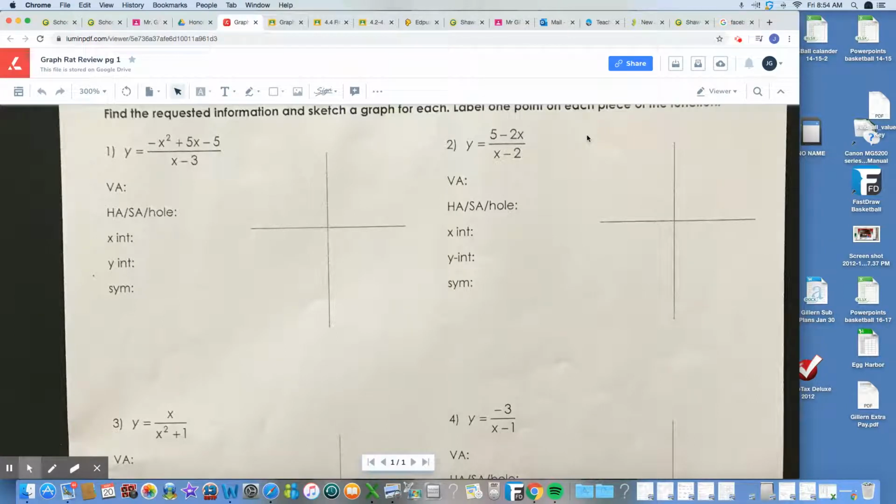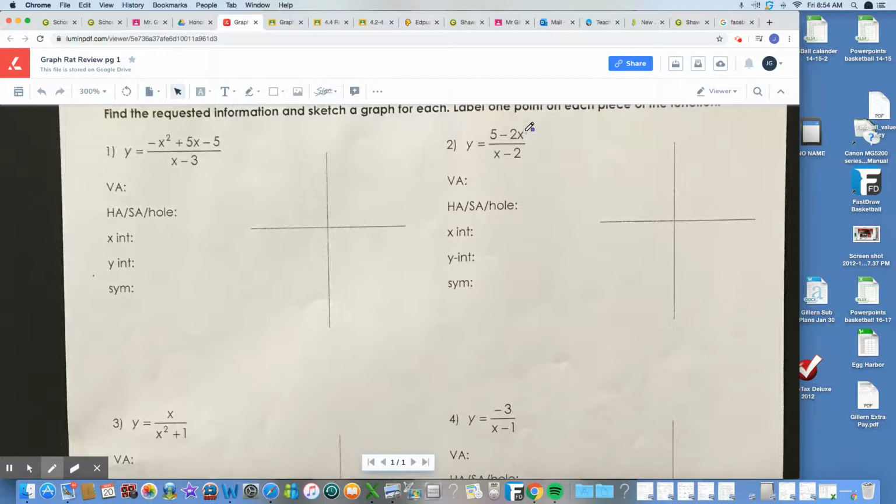Hey everybody, we're gonna go over the evens on this review that you had for homework. Hopefully you are starting to feel a little bit more confident about this. Some of them obviously a little easier than others. So starting with number two.